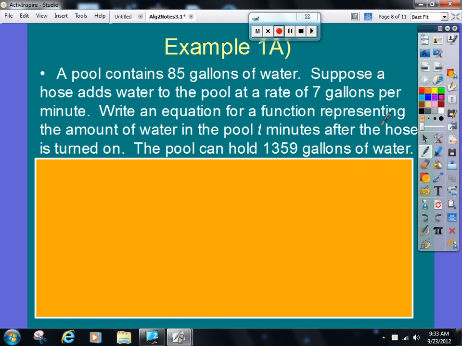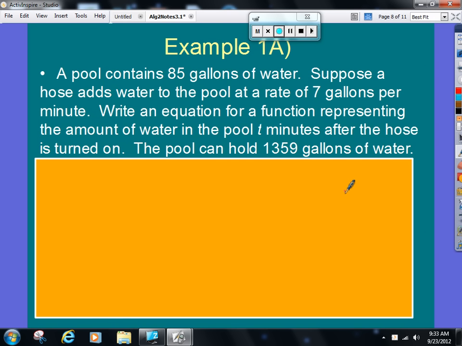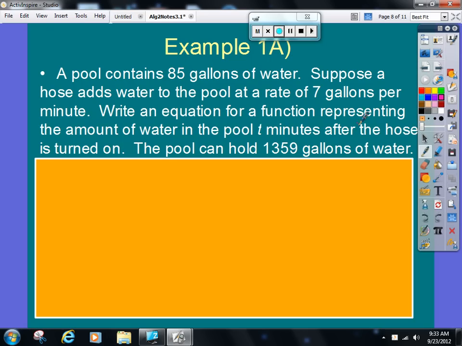Okay, so let's look at a couple examples. A pool containing 85 gallons of water. Well, that's a fragment. I guess suppose a pool, or a pool can contain 85 gallons of water. Don't tell Miss Morgan. Suppose a hose adds water to the pool at a rate of 7 gallons per minute. Write an equation for a function. So we're going to start using this function notation like I told you about, representing the amount of water in the pool t minutes after the hose is turned on. The pool can hold this many gallons of water.